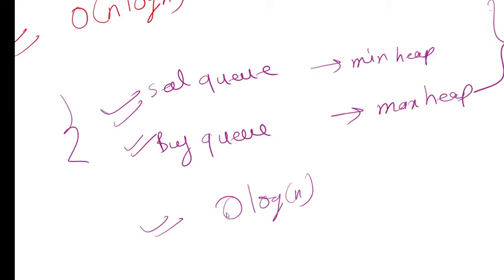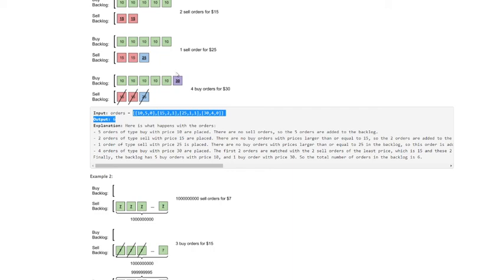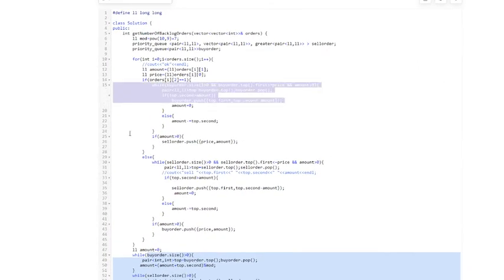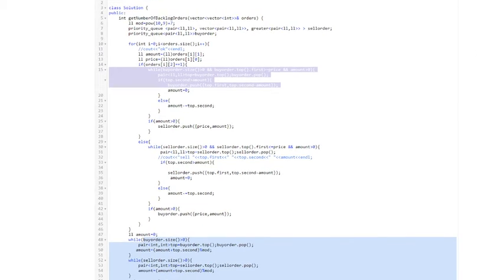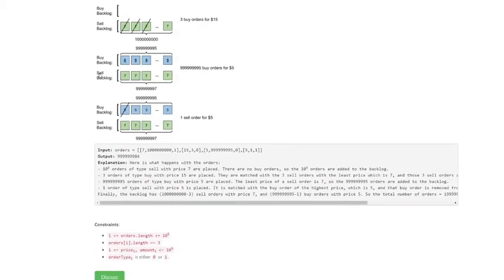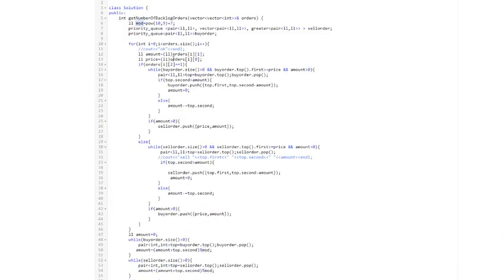So let's jump to the code which was accepted during the contest. Let me walk you through the code. It's not a complex one, but okay, I will walk you through it. So this is the order which is given in the question. Again, you need to return the answer modulo 10 power 9 plus 7, as given in the question, right? I'm sure it's given somewhere. Here it's given.